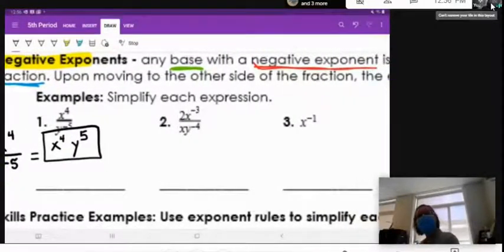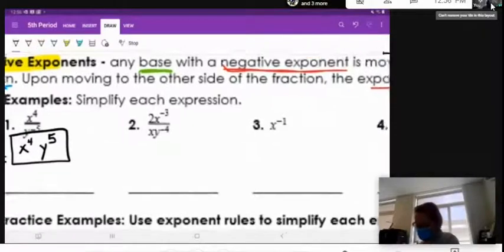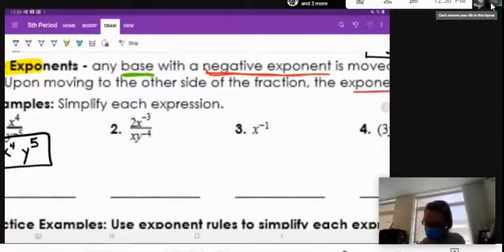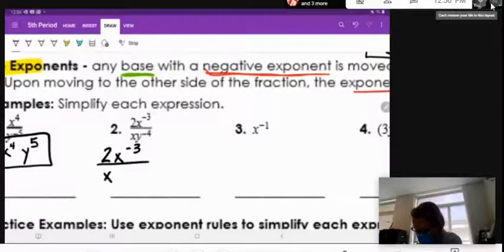In example 2, we've got negative exponents floating around all over the place. So I'm going to write this a little bigger. The first thing I'm going to do is find my negative exponents and identify their base. So I'm going to circle the base of each of those negative exponents. Be careful when you do this. Remember, the base is only what is directly being touched by the exponent.